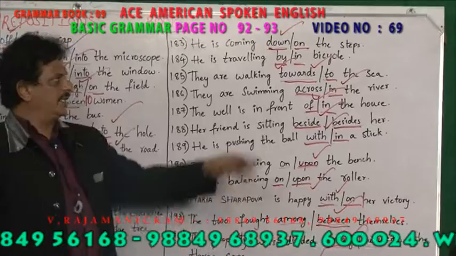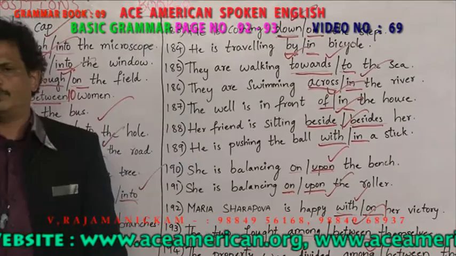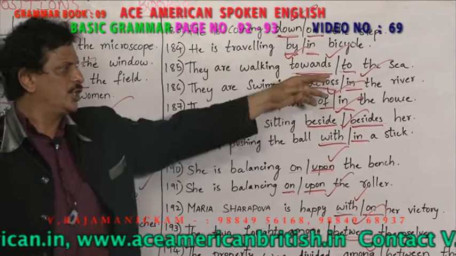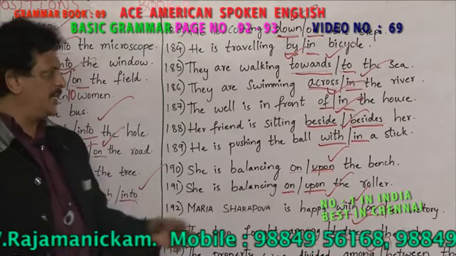He is travelling by bicycle or in bicycle. Avan cycle moolamaga poi kondirikkiraan, payanithu kondirikkiraan endru solugirom bolude by. Means of transport, by. They are walking towards the sea or to the sea. Avargal andha kadalai nokki sendru kondirikkiraargal endru solugirom bolude to the sea or towards the sea, and rapartira bolude towards the sea. They are swimming across the river or in the river endru solugira bolude avargal aathile neendru kondirikkiraargal, in the river endru solla vendum.